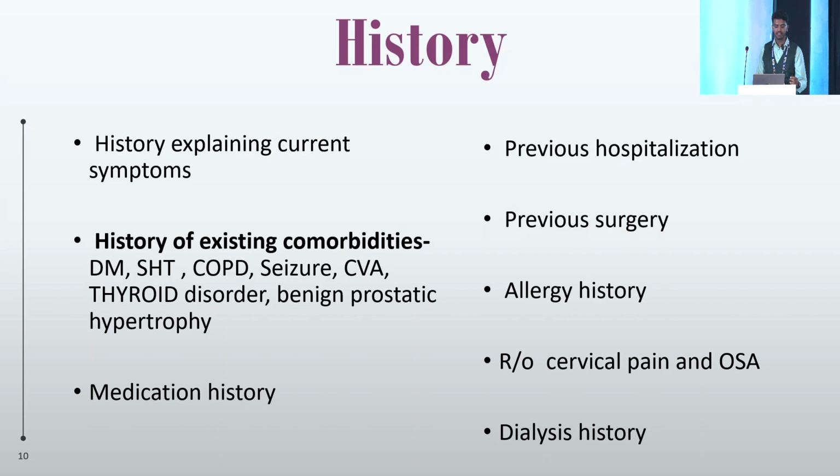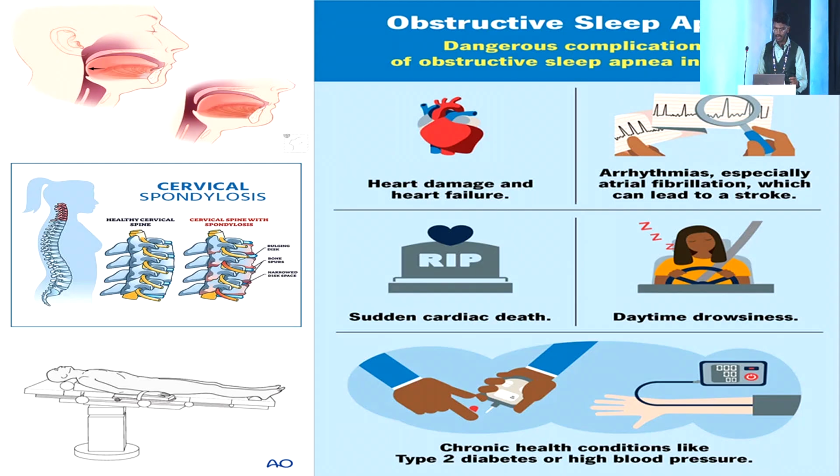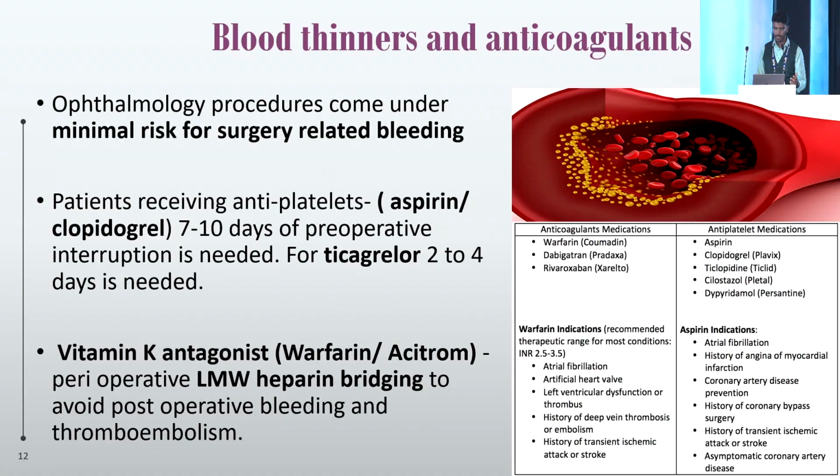BPH, like we know about floppy iris syndrome, right? These are some important histories which can lead to a very complicated or prolonged procedure time that can again worsen the outcome. And not to forget the cervical pain and obstructive sleep apnea. These are two important things because the patient needs to cooperate with us during the procedure, and cervical spondylosis is one condition which makes them restless. And obstructive sleep apnea can be disastrous because that can have a lot of implications if the patient is in supine position for quite some time.